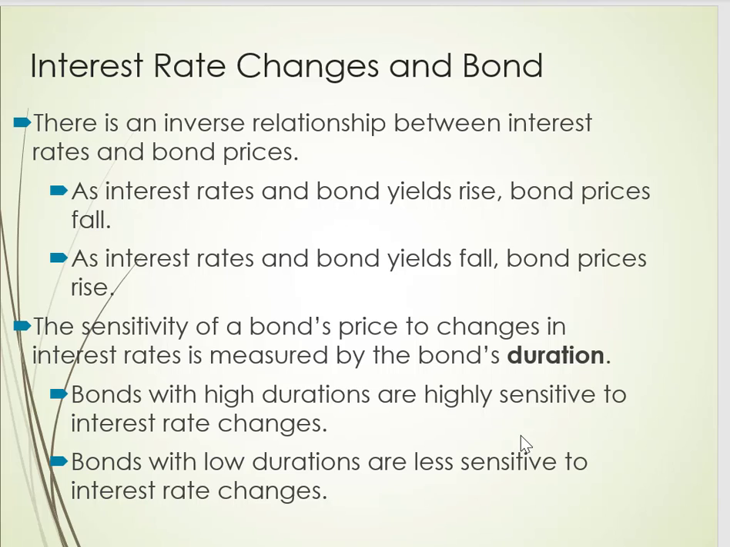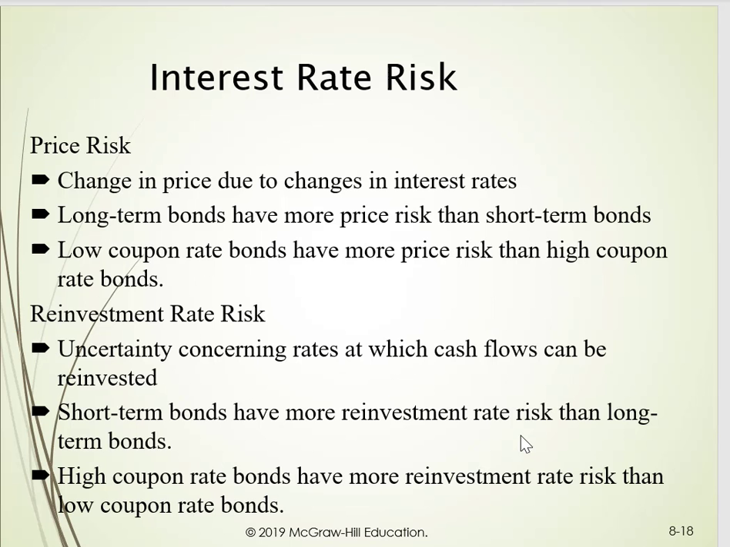So what is the mechanism that ultimately influences the value? What we're looking at is something called interest rate risk. Interest rate risk is actually the most powerful risk for bonds. And there are two parts to interest rate risk. Price risk is the change in price due to changes in interest rates. And we've talked about this a lot. That's the one we typically discuss when we're talking about risk and bonds.